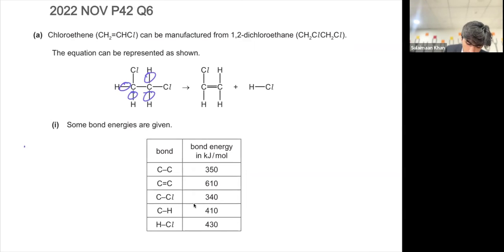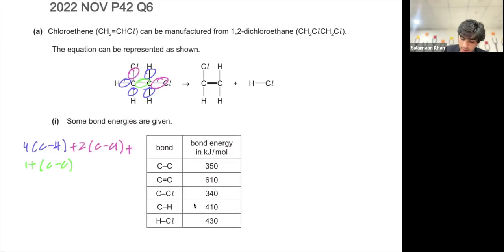So how many CH bonds are breaking? 4 CH bonds. This bond breaks. This bond breaks. 2 CCl bonds break. And this one breaks right here. 1 CC bond is going to break. Done, sir.